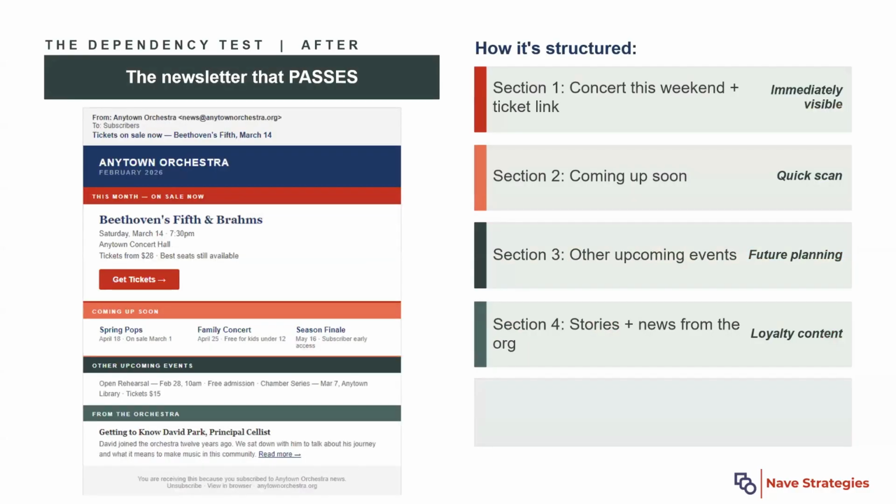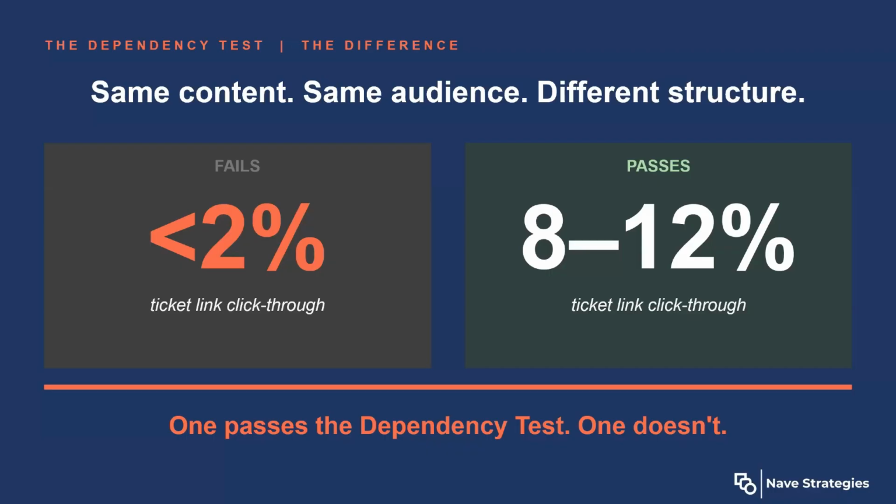The newsletter that passes looks like this. The first thing a reader sees is the concert happening this weekend, the name, date, time, and a ticket link. Below that is a brief mention of what's coming up next in the next few weeks, and below that is the organization news and the musician story. The open rate might be similar, but the click-through rate on the ticket link is 8 to 12%. We're talking about the same content, same audience. The only thing that changed was where the concert appeared in the email. And that's a result you can defend.